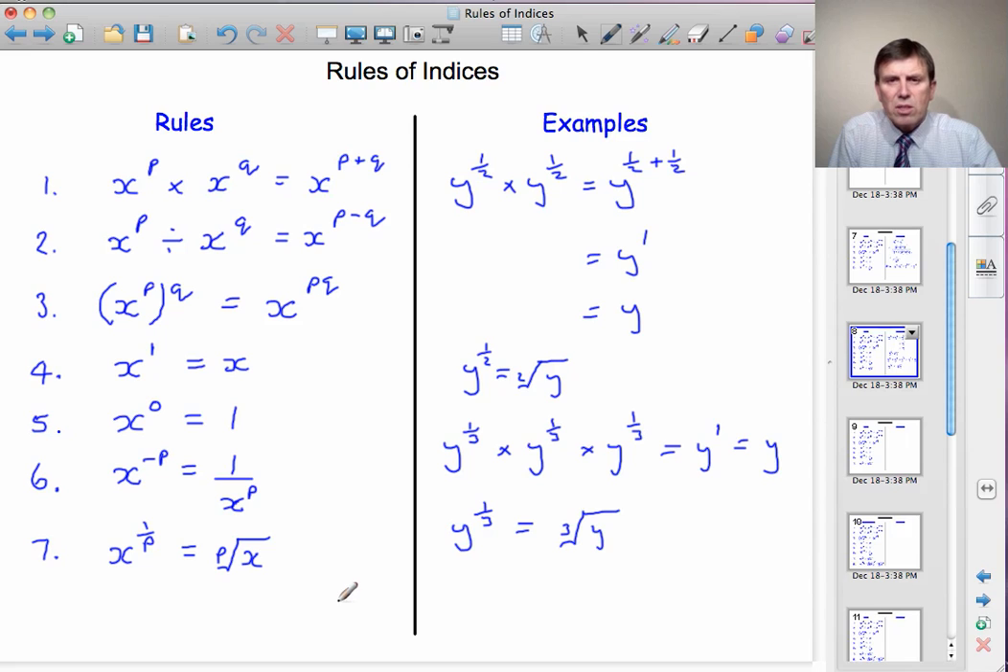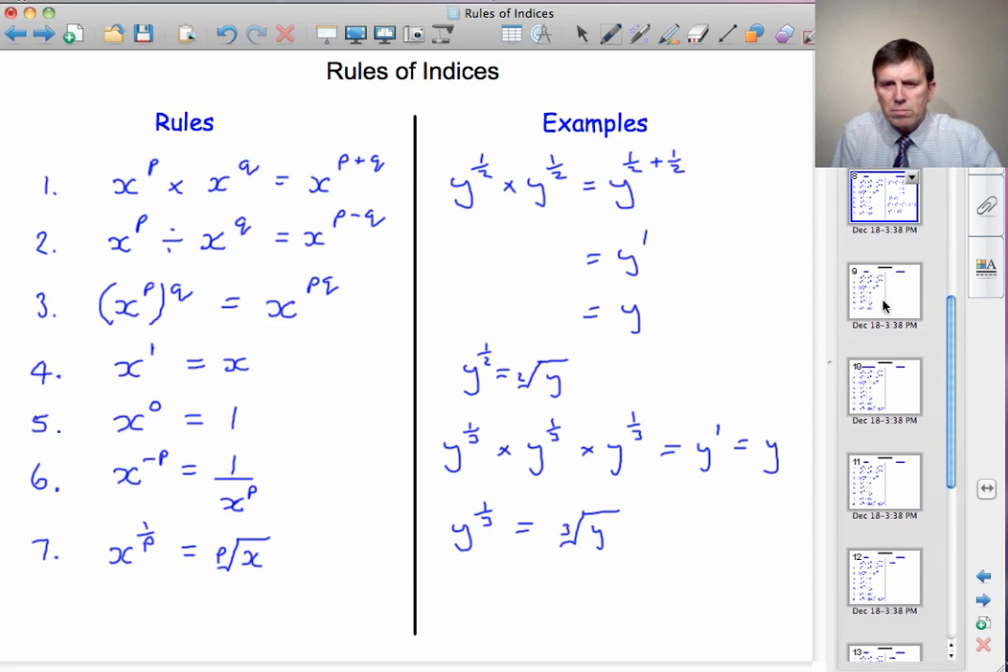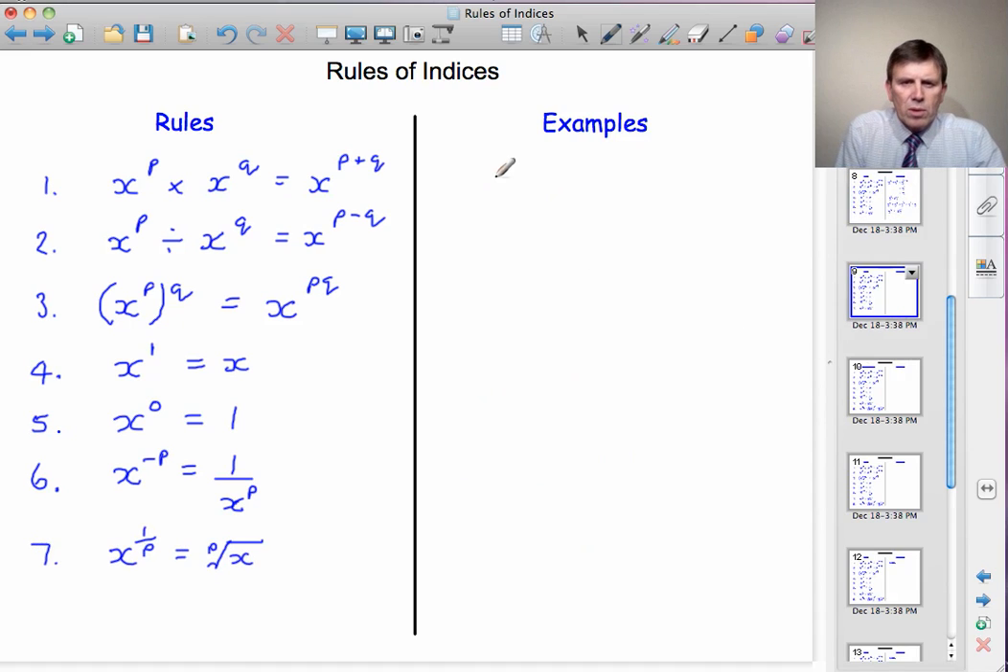So x to the half is the square root of x, x to the third is the cubic root of x, x to the power a quarter would be the fourth root of x, and so on. So now just one more rule to deduce. Let's consider y to the power 2/3. We could think of that as y to the power 1/3 squared. From rule 3 we know that y to the third all to the power 2 is y to the third times 2, which is y to the 2/3.